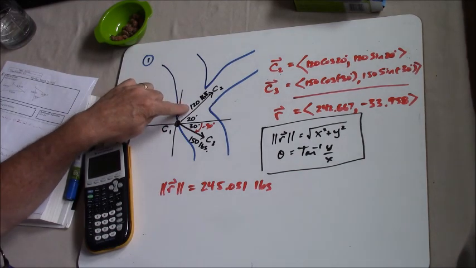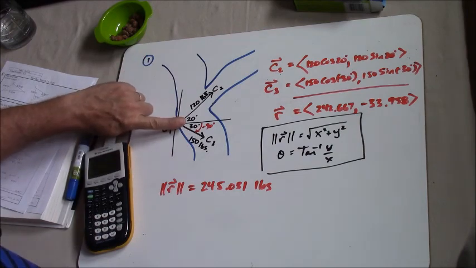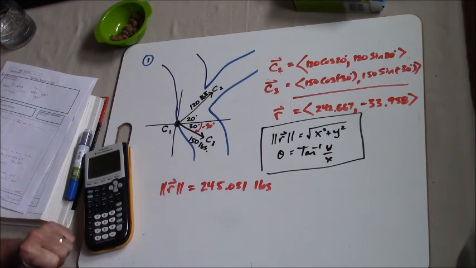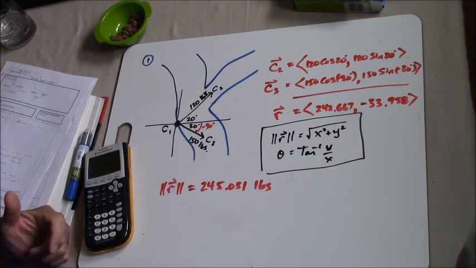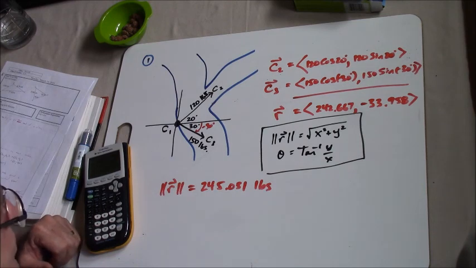Right? It's not just 120 plus 150 equals 270. That would be true if the cars were side by side pulling the same direction. But they're not. If they did, they'd bump into each other and they'd damage their own car. They don't want to do that.